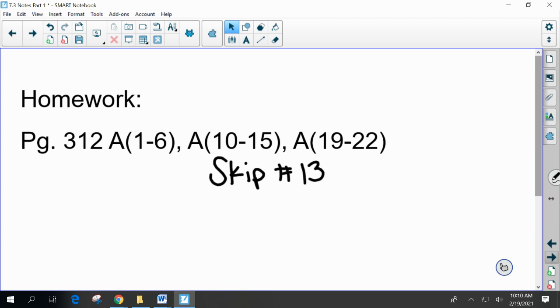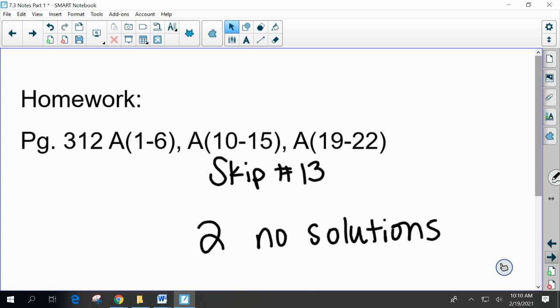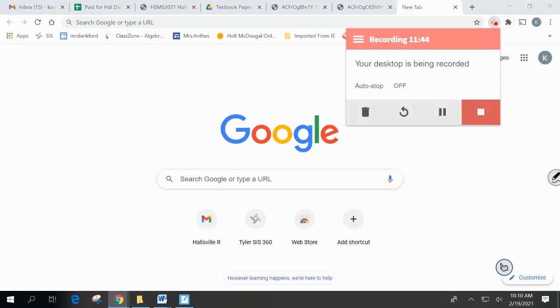Here's another common thing that I see. I will see students that get to a problem they don't know how to do and they just write no solution. Basically, anything that they can't solve becomes no solution. That is not what I want you to do. So on your homework, there are only 2 no solutions and everything else is solved. Okay.